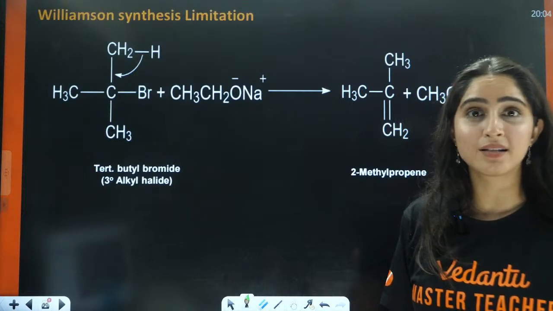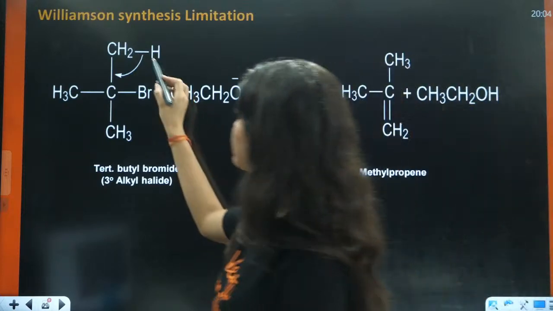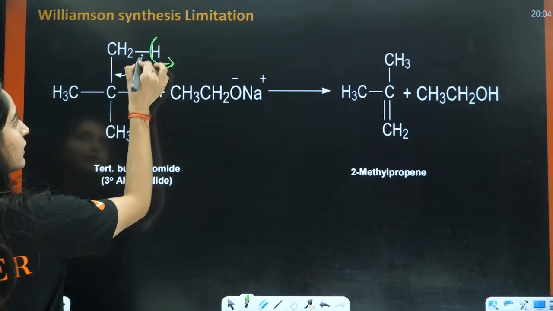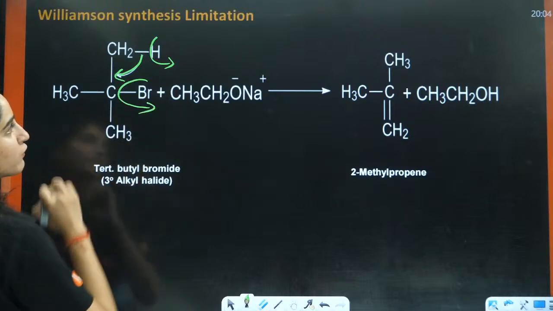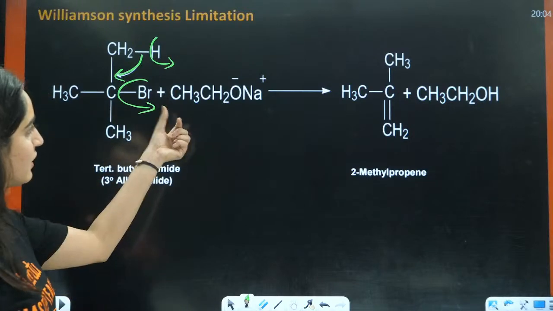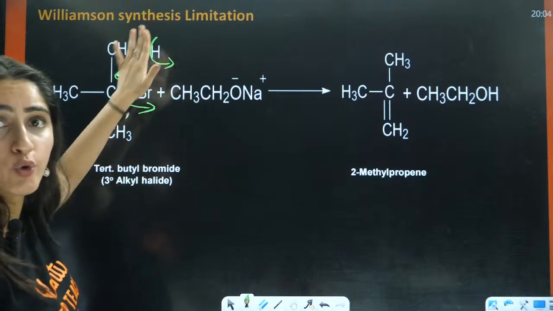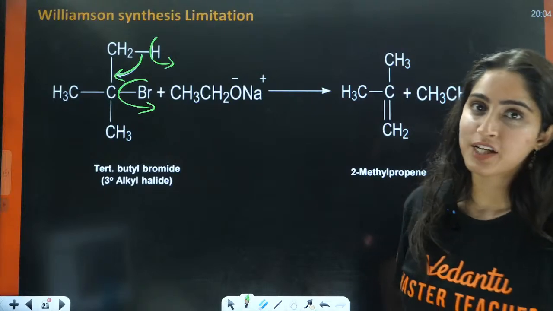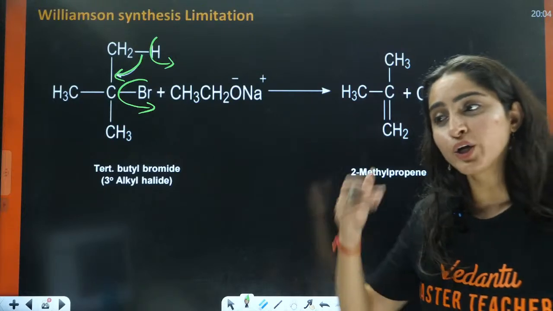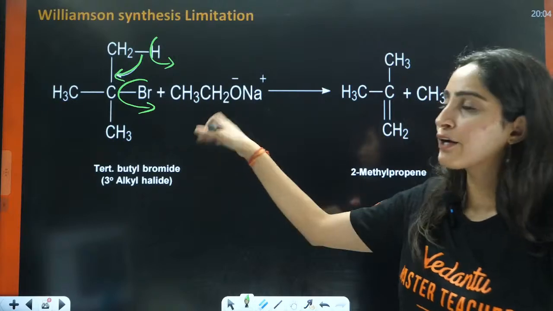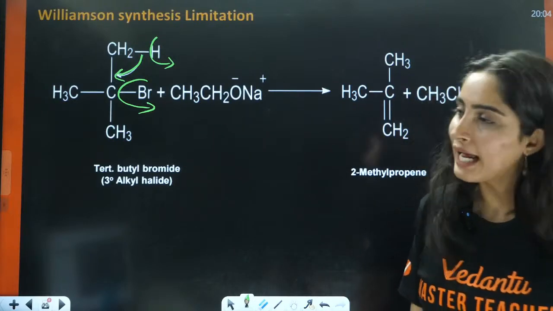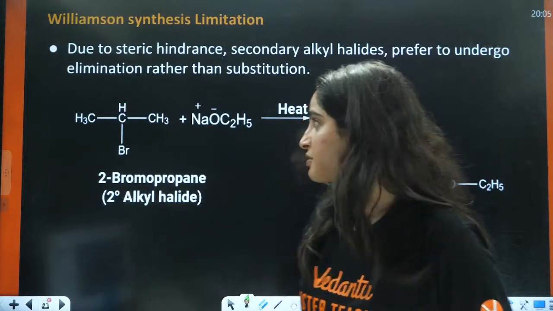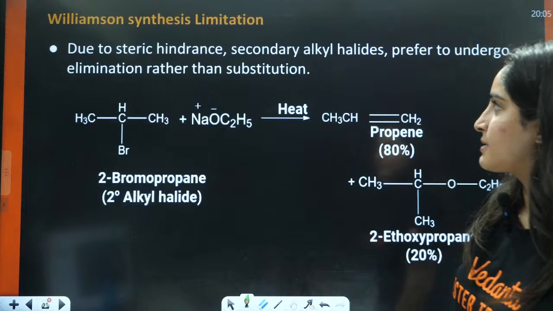Why? Can you tell me the answer? Because this hydrogen will be eliminated, this bond will shift here, this Br negative will be eliminated. So basically, you will have a dehydrohalogenation reaction here, right? So we wanted to do Williamson synthesis, but dehydrohalogenation has occurred, right? That is why it's a very, very important question, and based on this, they can easily ask you the question, right? Okay.